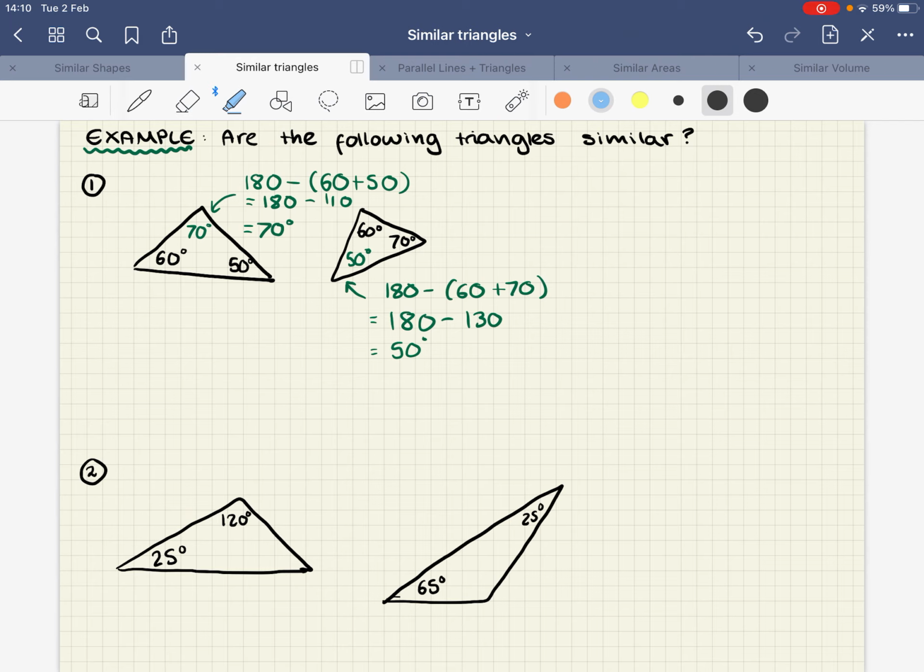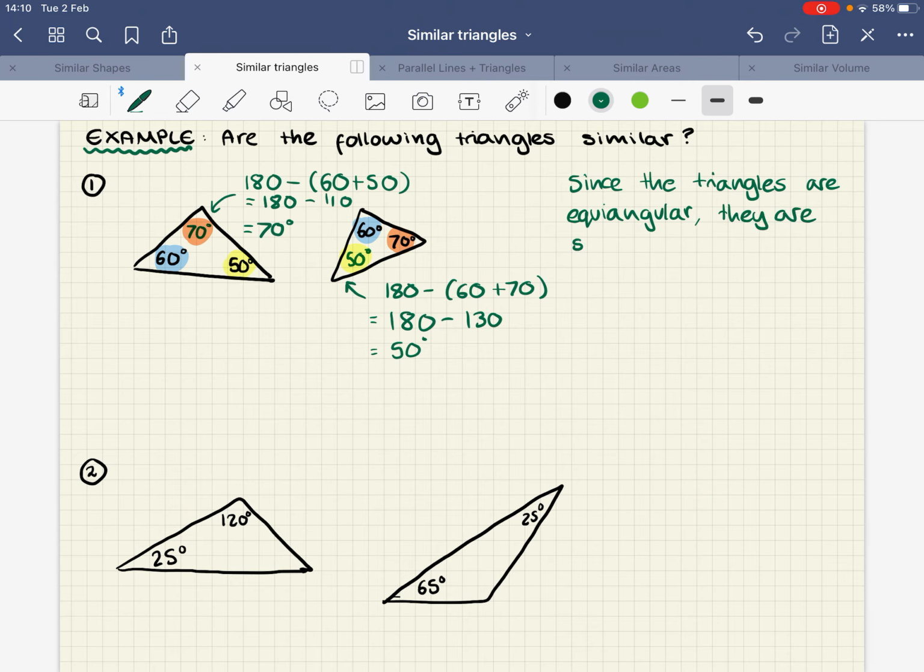And as we can see, in each of our corners, they all share a pair. So we've got a 50 and a 50, we've got a 60 and a 60, and we have a 70 and a 70. So what we need to do now is write a statement. So I'd say, since the triangles are equiangular, they are similar.